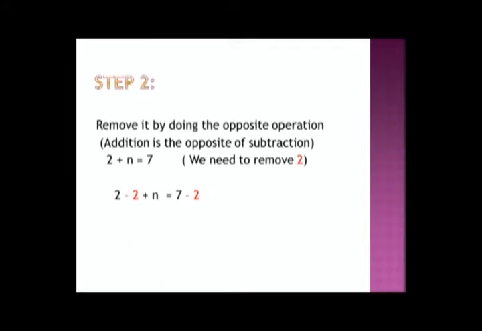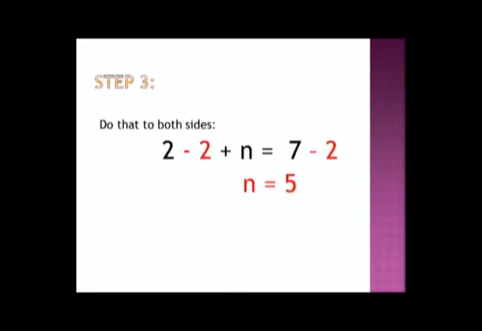If you look closely here, you will notice that we are taking away 2 from both sides of the equation. Step 3. Do that to both sides. 2 take away 2 plus N equal 7. Take away 2 and N gives us 5. N equals 5. Let's try the example that is on your screen.